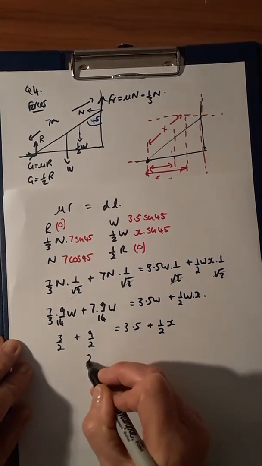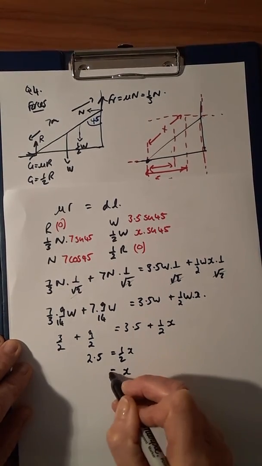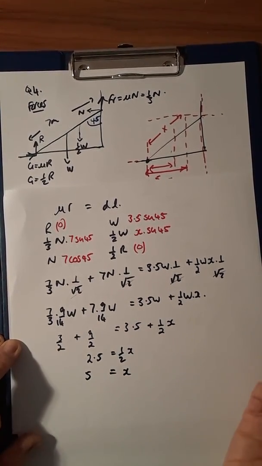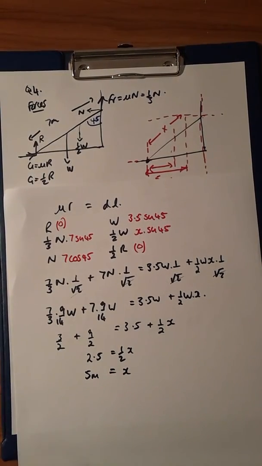And when I bring over that 3.5, that becomes 2.5 equals a half X. So X equals 5. So that man can only go 5 meters up the ladder before slipping will occur.